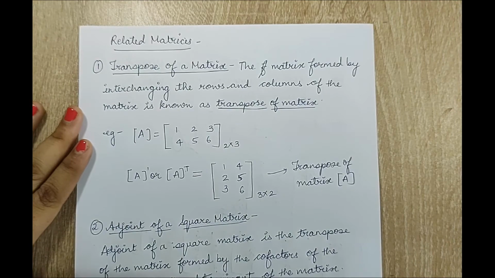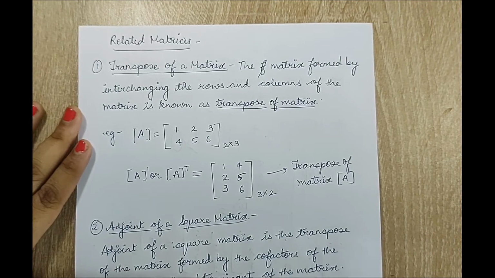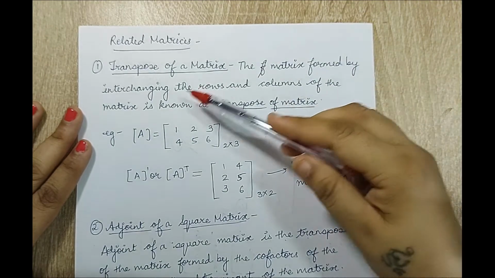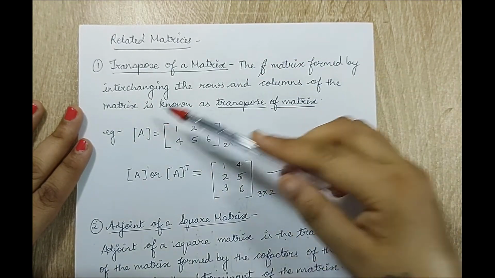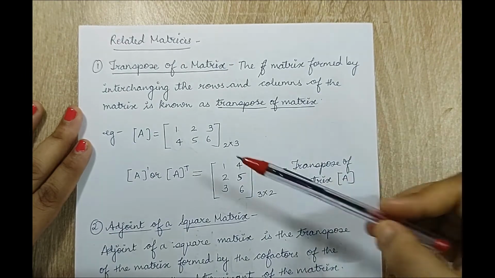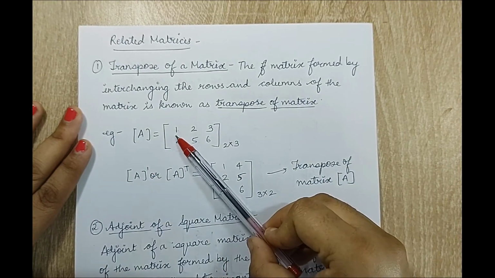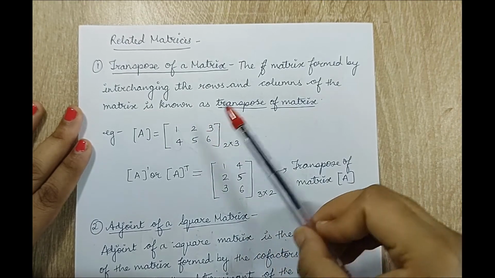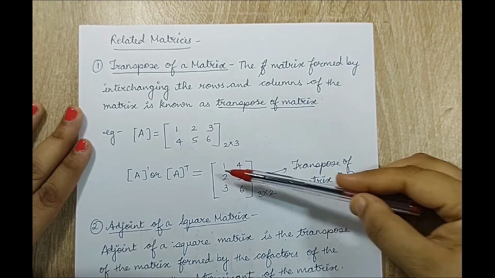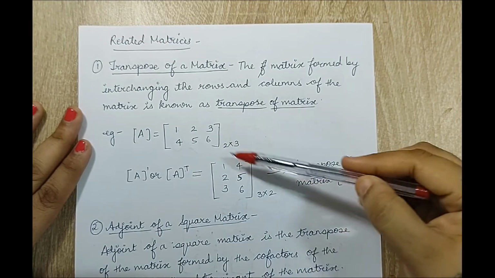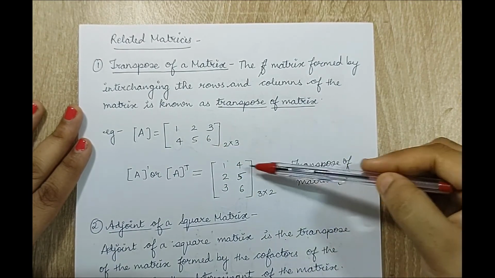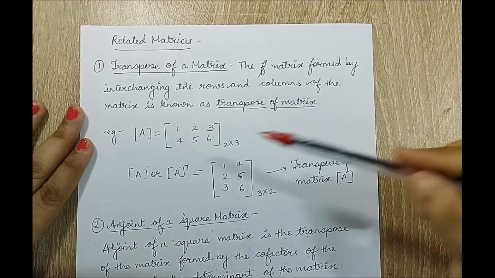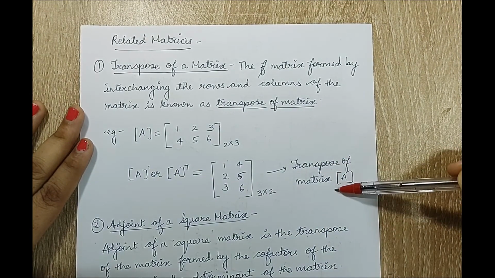Next, let's talk about some related terms with matrices. First one is transpose of a matrix. The matrix formed by interchanging the rows and columns of the matrix is known as the transpose of the matrix. Let's observe. A has elements 1, 2, 3, 4, 5, 6. It has 2 rows and 3 columns. When I write the row as a column, 1, 2, 3 becomes a column, 4, 5, 6 becomes another column. This matrix which is formed now will be called the transpose of matrix A.